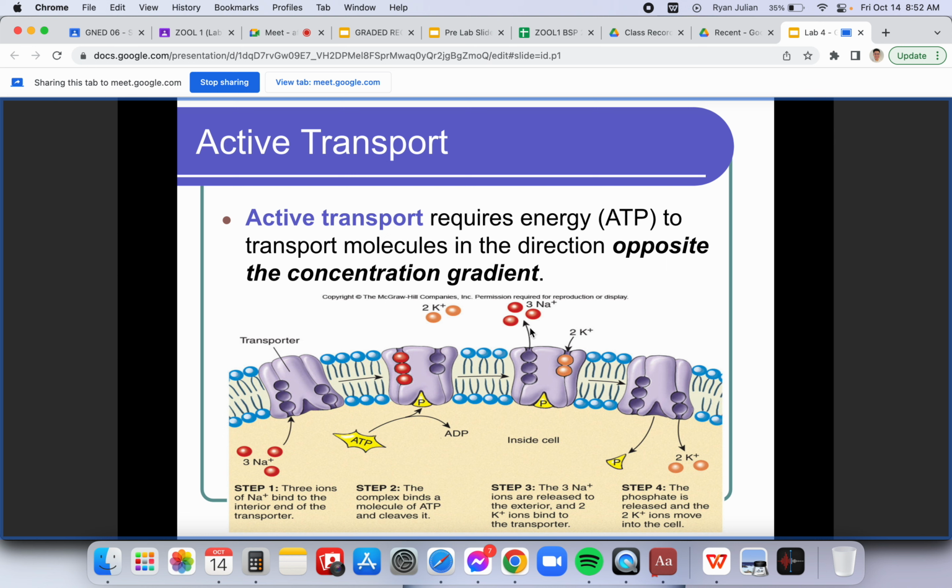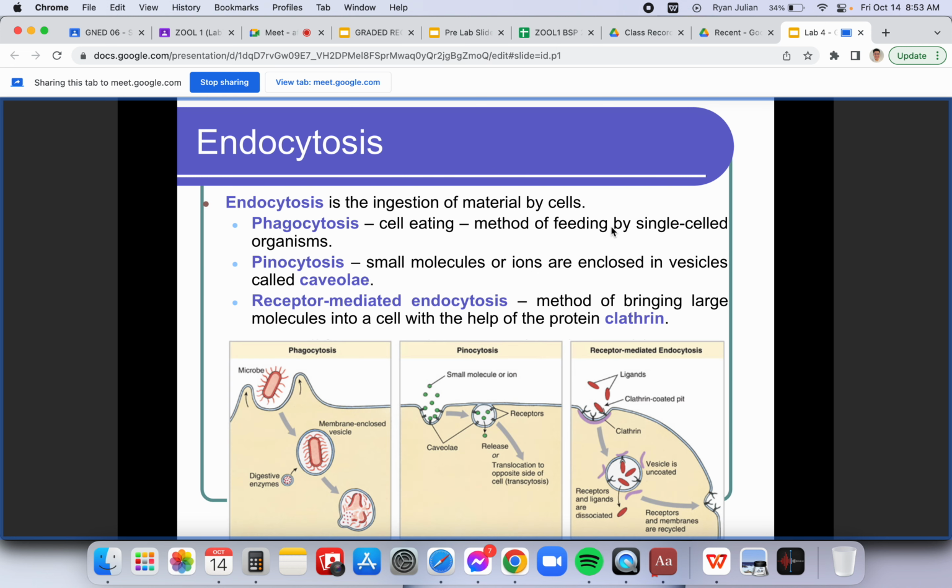As the Na+ leave the transporter, we have the entrance of 2K+. And lastly, step number 4, the phosphate is released and the 2K+ ions move into the cell, because of the departure of the Na+, allowing the entrance of 2K+ inside the cell. And that is what active transport is all about. And again, it requires ATP to take place.